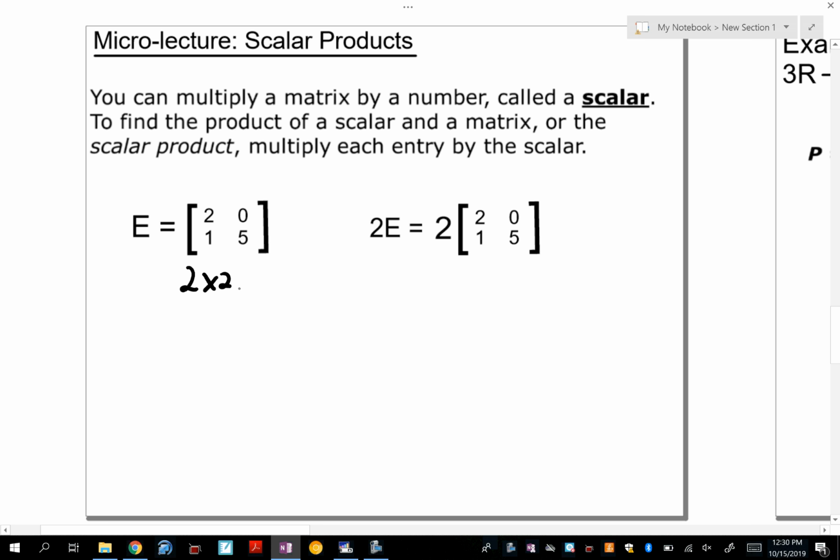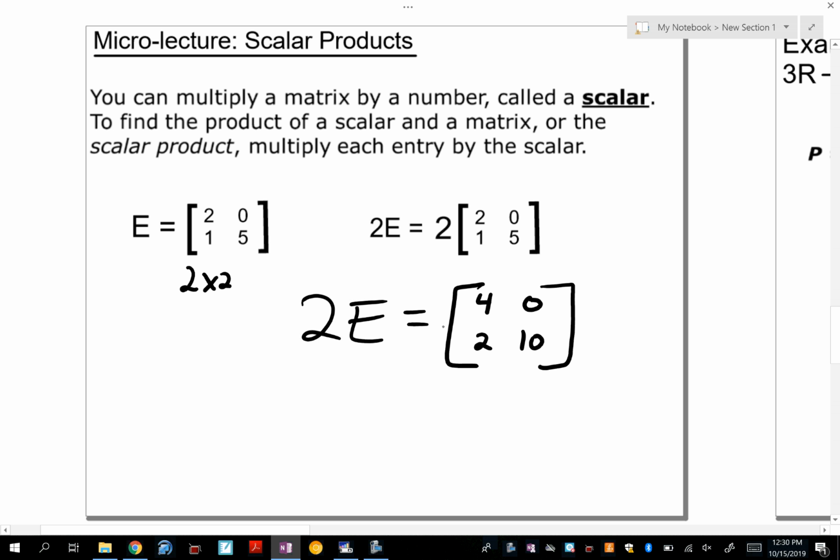All right, now it says that it wants me to multiply matrix E by 2. So what I did was I wrote a 2 in front of my matrix numbers, and I'm going to multiply every number in that matrix by 2. So 4, 0, 2, and 10. So this is 2E. That's called a scalar product. It rescaled the matrix. Questions on a scalar product?